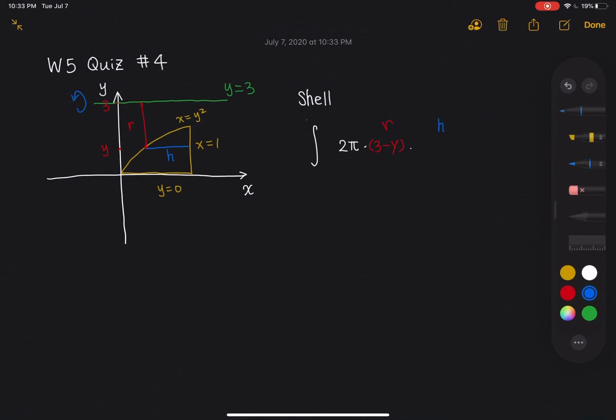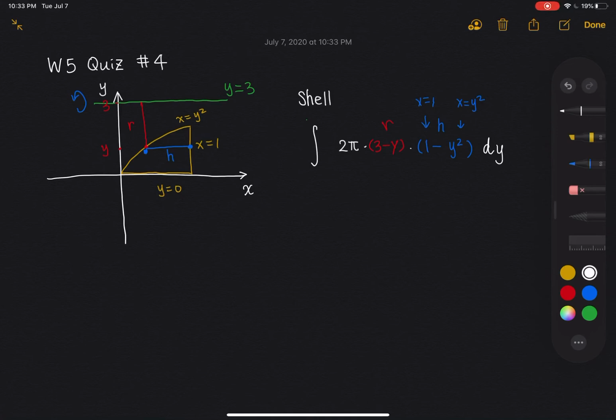Okay, so h, how do you find h? You have to look at the endpoints of h. What is this endpoint? x equals 1. What is this other endpoint? What curve does it land on? It lands on x equals y squared. So h is 1 minus y squared. So this is our integral, with respect to y.